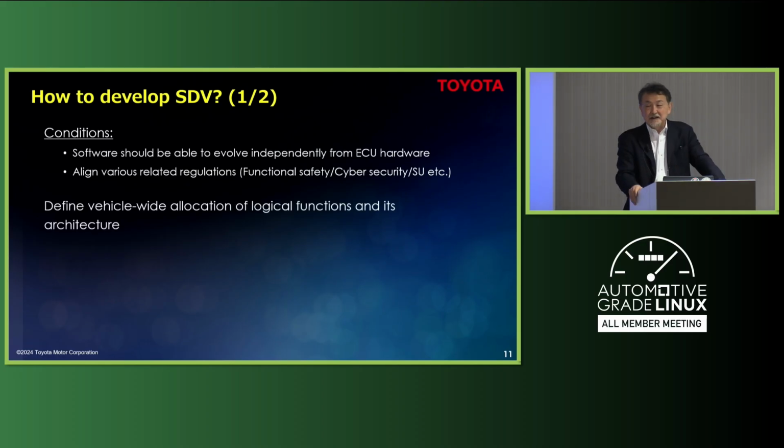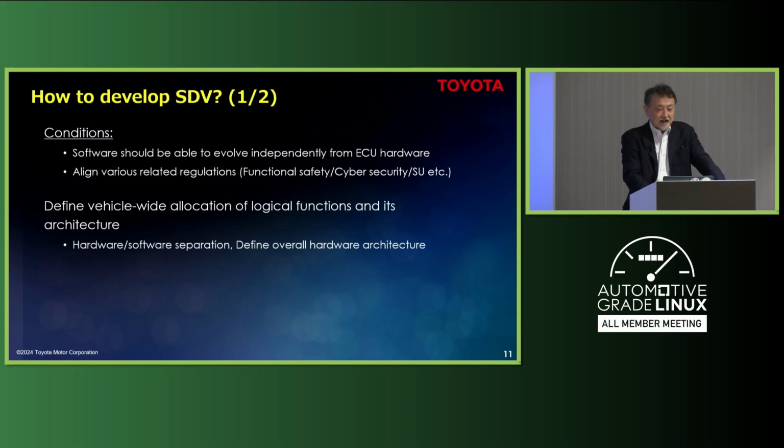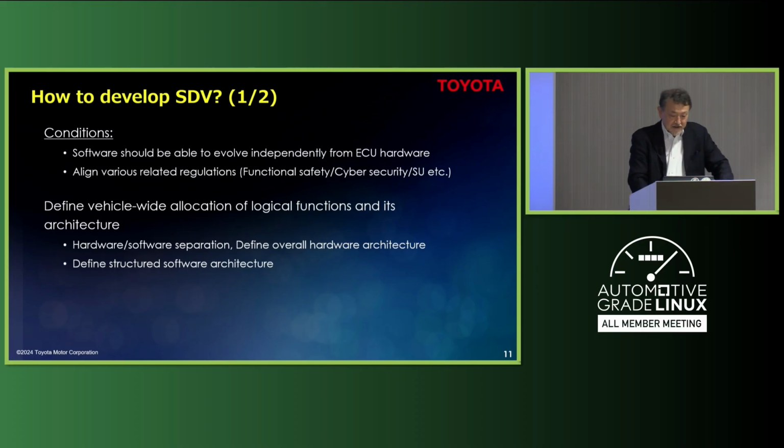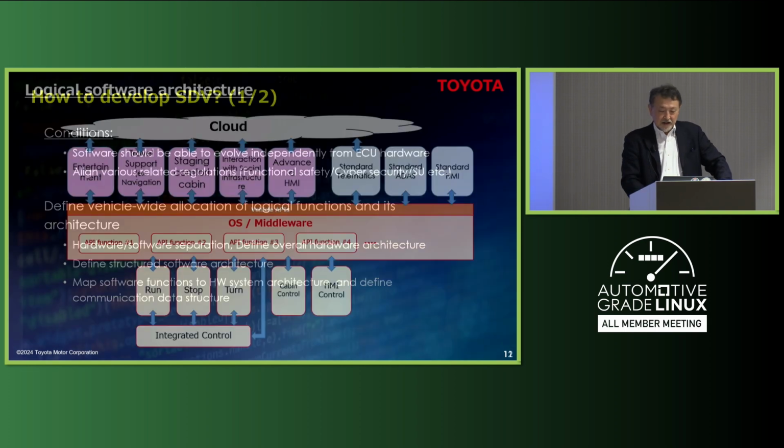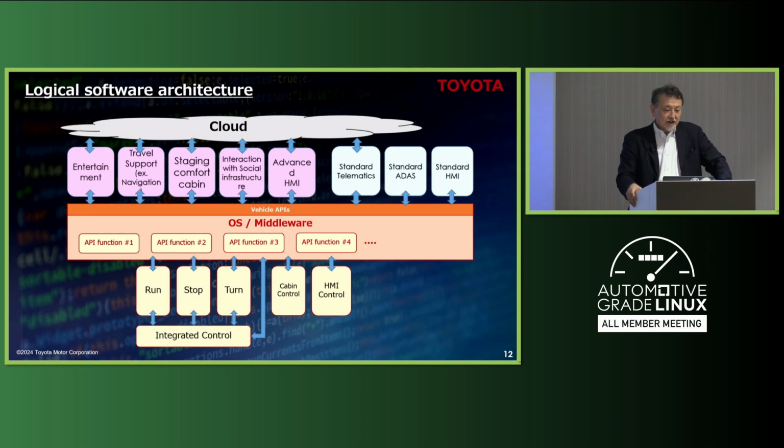And then what we should do first is design the vehicle-wide allocation of the logical functionalities. Then hardware and software separation must be made clearly, and define the structure of the software architecture. And then map the software to the real hardware. In the figure, we have to design the software architecture. It's not really architecture, but it's a very brief description of the logical structure of the software.